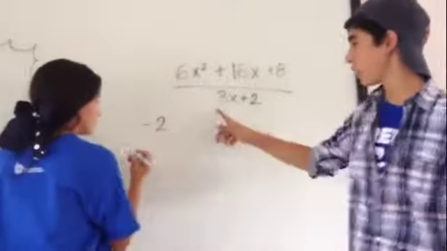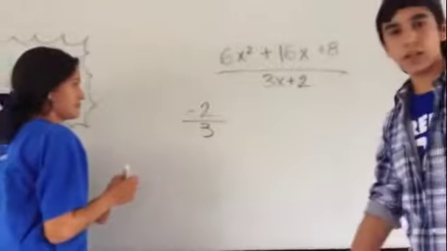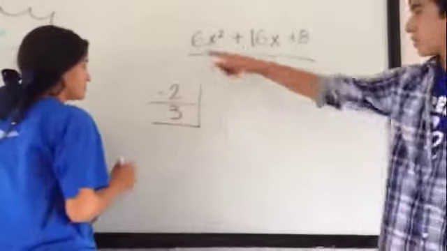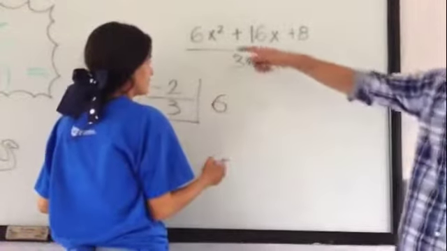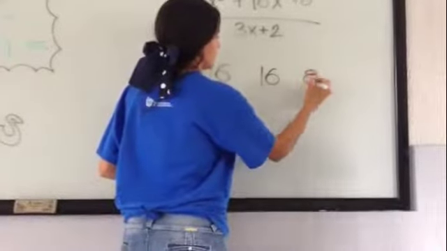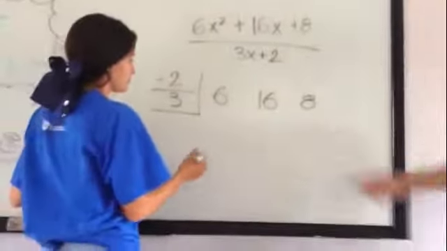And then you put the 3 under it. So you have minus 2 over 3, like a fraction. And then you put 6, but without variable and exponent. And then 16 and 8. We don't put the signs because they are positive. And then we make a line.